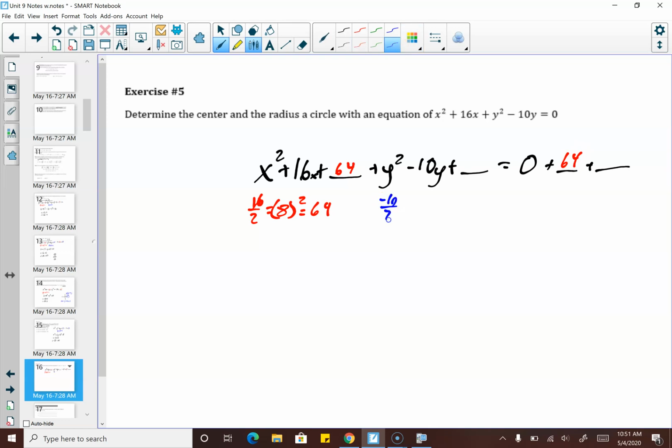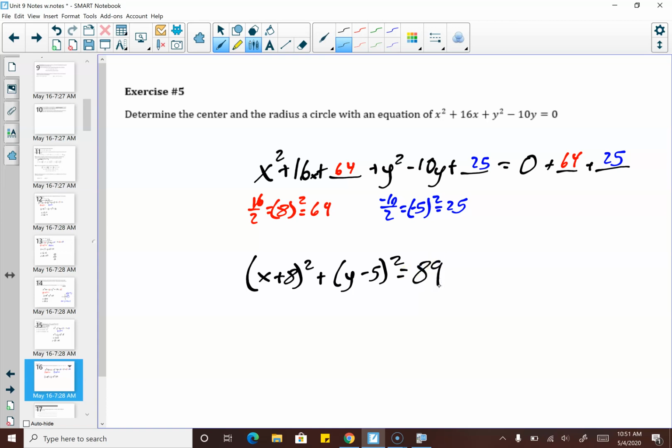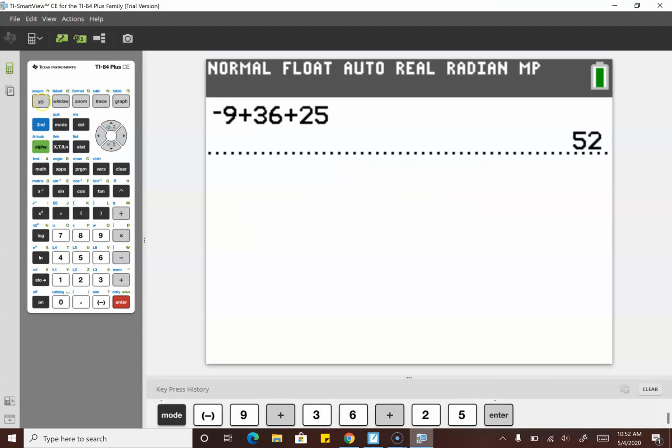We take our negative 10 divided by 2, which is negative 5. Square that, we get 25. 25 and 25. So we get (x plus 8) squared plus (y minus 5) squared equals 64 plus 25, which gives us 89. That gives us a center of (negative 8, positive 5), and a radius of the square root of 89, which I do not think simplifies.